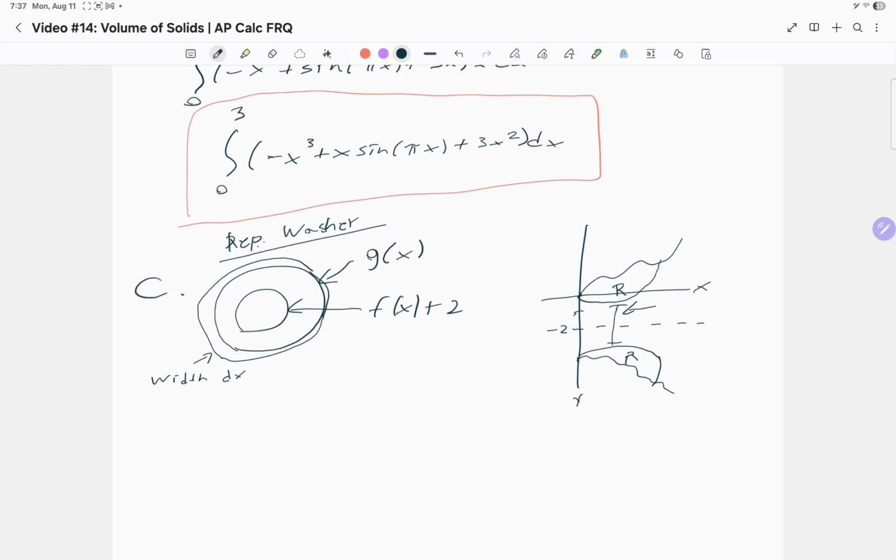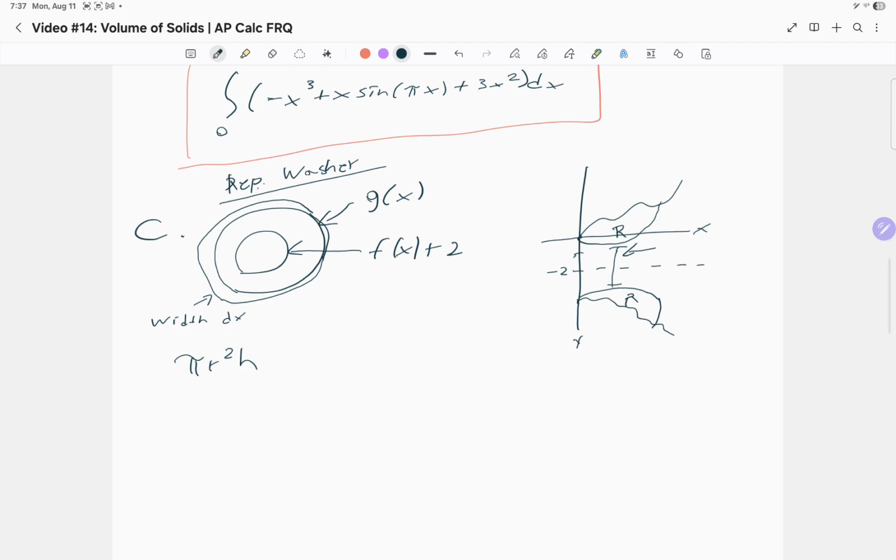So what is the volume of a cylinder? Pi r squared h, right? And we're dealing with a cylinder minus a smaller cylinder, so we have the hole in the middle, right? So we're going to have pi g of x squared, and our height, it's really height, right? It's not width. When you're looking at the graph, it's sort of width, but it's really height.